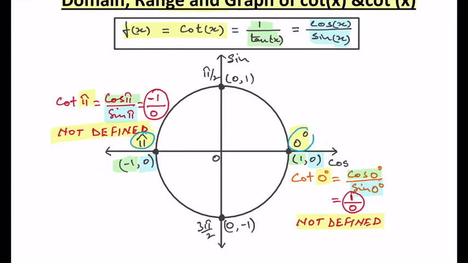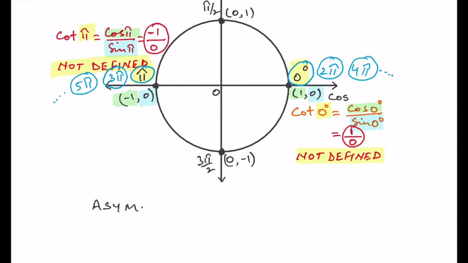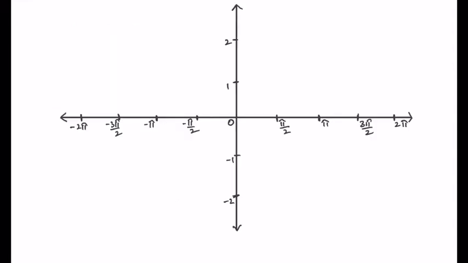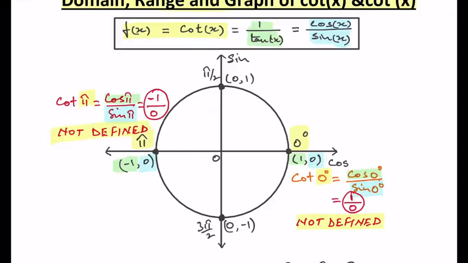So this function will not be defined at 0, pi, 2 pi, 3 pi, 4 pi, 5 pi and so on. So we will have asymptotes at these points. So let's first draw these asymptotes at 0, pi, 2 pi and on the negative side minus pi, minus 2 pi.